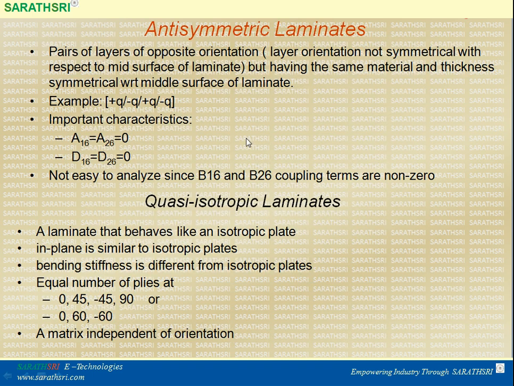An anti-symmetric laminate is opposite to symmetric. Whatever configuration of plus theta and minus theta we take, exactly the opposite will be on the other side of the mid plane. Because of the anti-symmetric laminate, A16, A26 become 0 and D16, D26 become 0, but the B matrix is not 0. So it is not easy to analyze, because it introduces additional stresses because of this coupling.